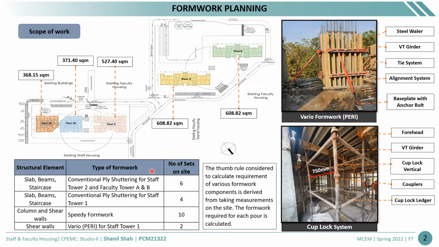We have also mentioned the type of formwork used in each structural element and the number of sets present on our site. Viro-Perry formwork is used in the shear walls in staff housing tower 1 due to the curved walls, and in all other towers the Cuplock system is used. We have taken on-site measurements and used the thumb rule and calculated the formwork components used in each pour.